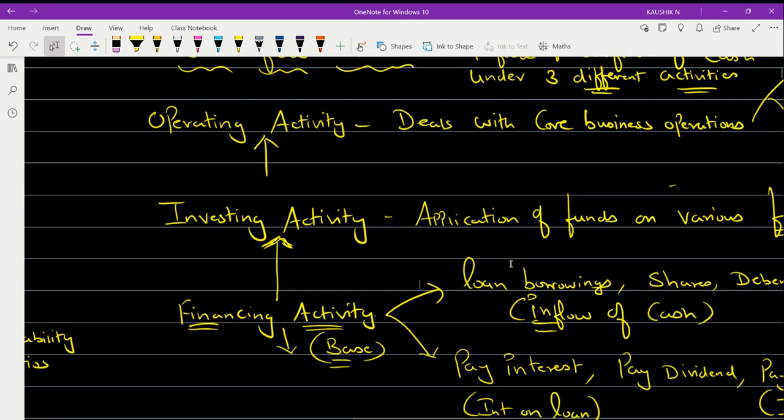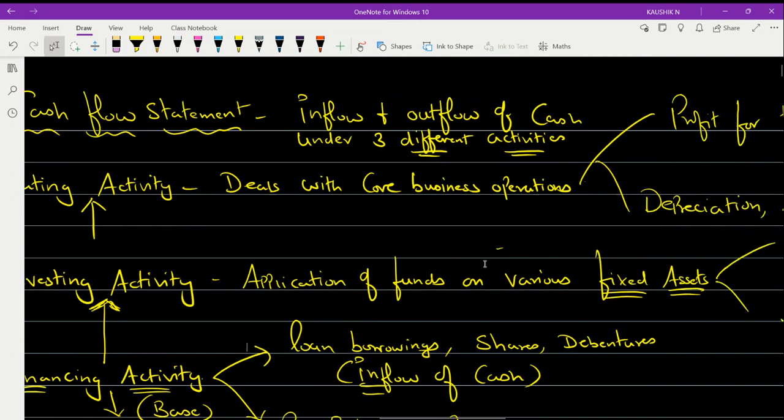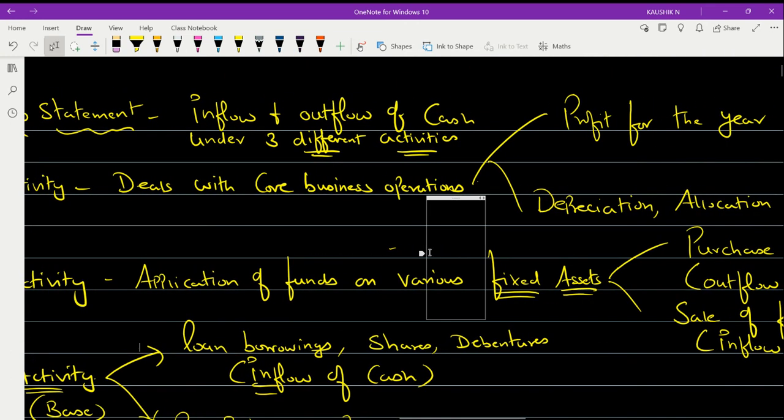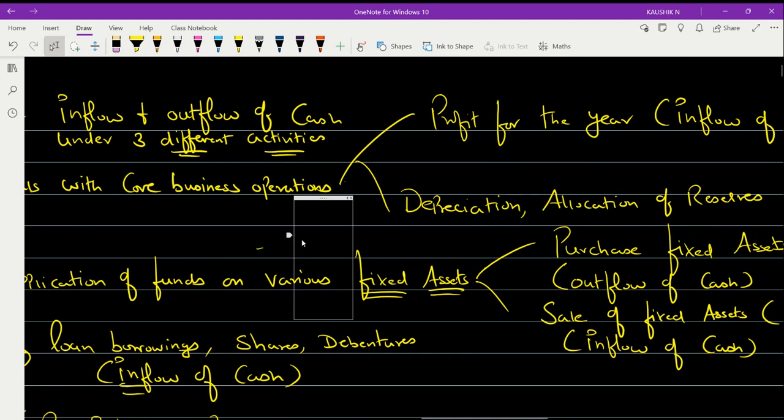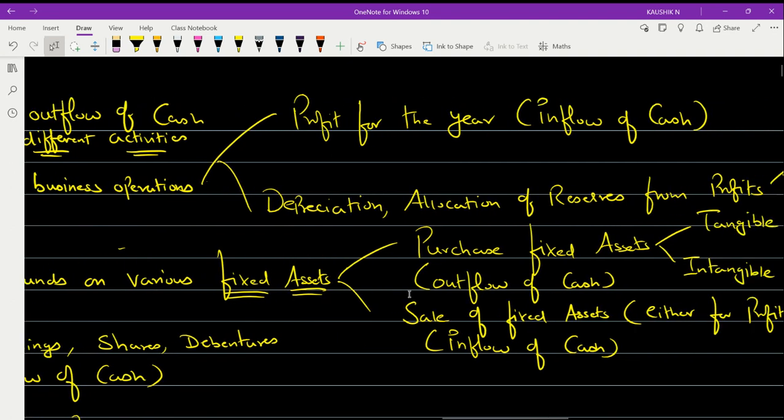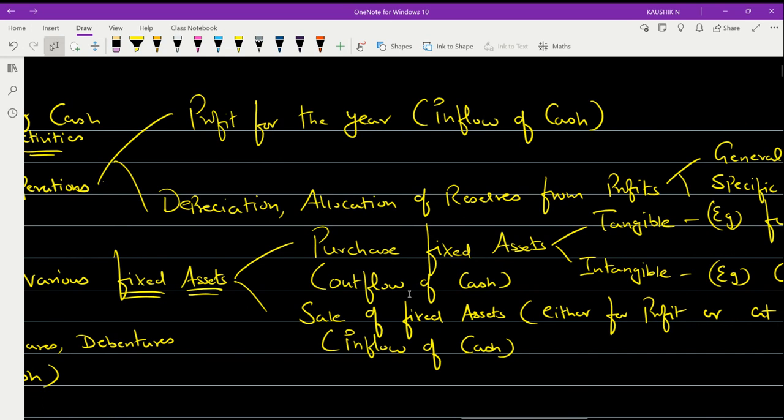Then moving on to our second activity, there is investing activity, where you are going to apply these funds on various fixed assets. So obviously, this particular investing activity deals only with the fixed assets and with nothing else. When I talk about fixed assets, there are two possibilities: a purchase of fixed assets and a sale of fixed assets.